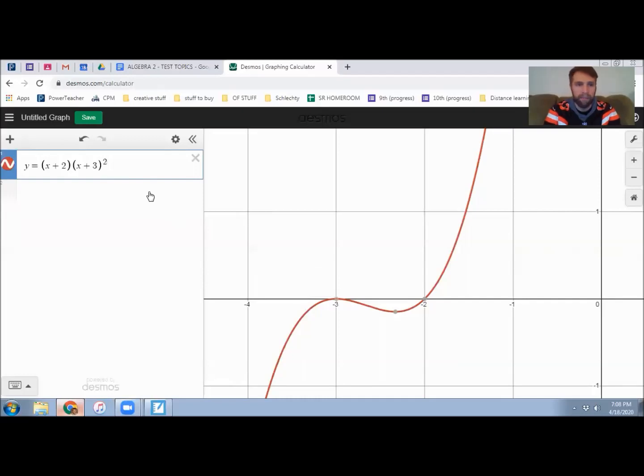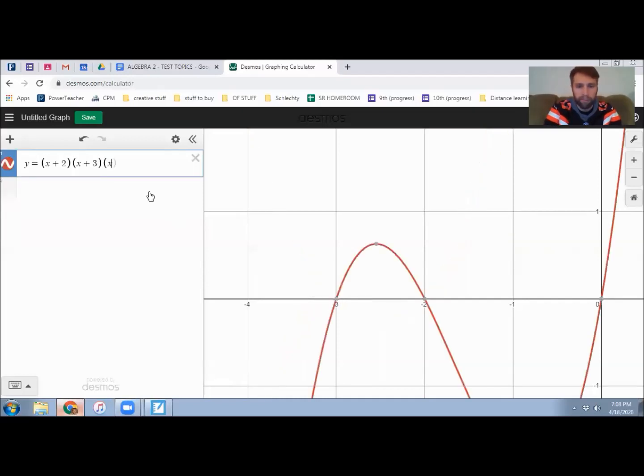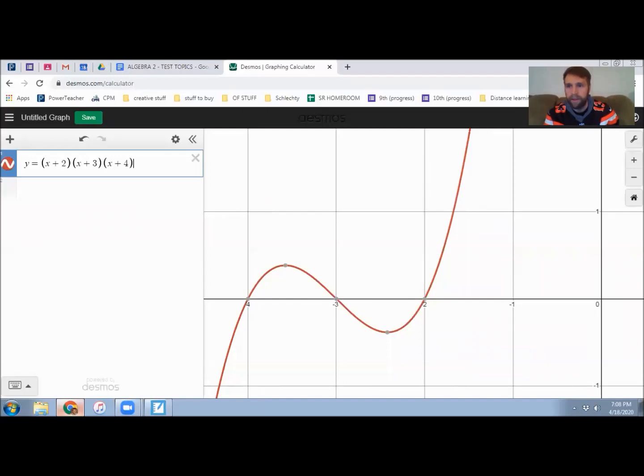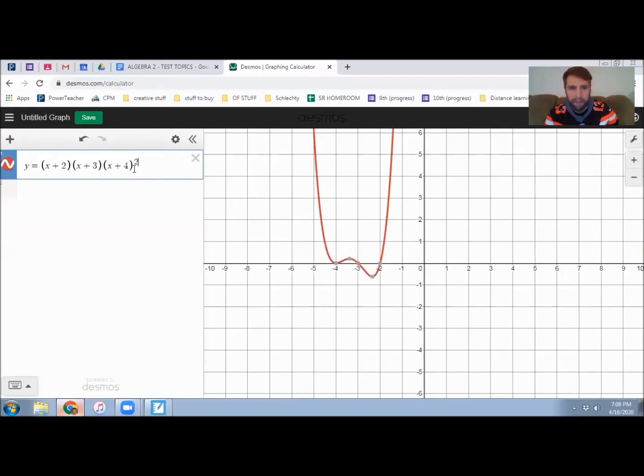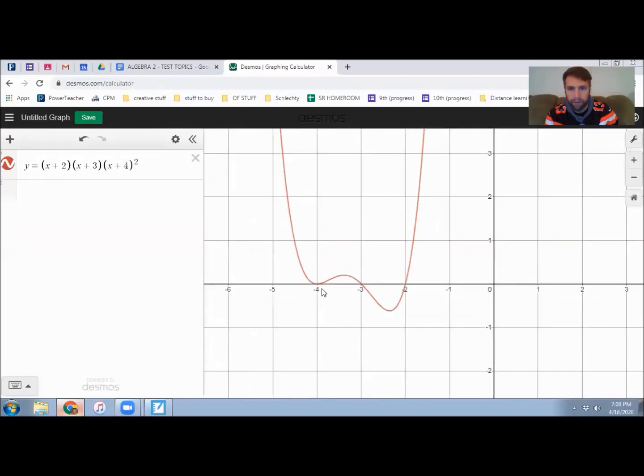All right, so let me go back and pick a different number, x plus 4. And zoom back to our home, we can see there's 3 roots, 3 x-intercepts, 3 zeros. See those 3 zeros right there? But if I went ahead and added a squared to one of these, we would see that it bounces off of the -4, right? Again, I'll zoom in a little bit. We can see that it bounces off the -4. The -3 crosses through the -3. It crosses through the -2. But at this -4, it's a double root. The double root doesn't have to happen at the end.